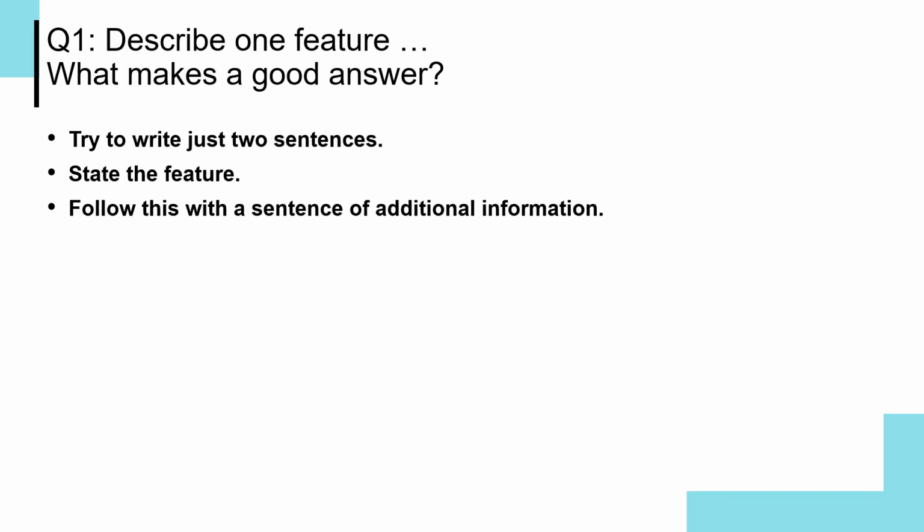So let's just have a recap then. What makes a good answer? Try to write just 2 sentences. State the feature, and then follow this with a sentence of additional information.